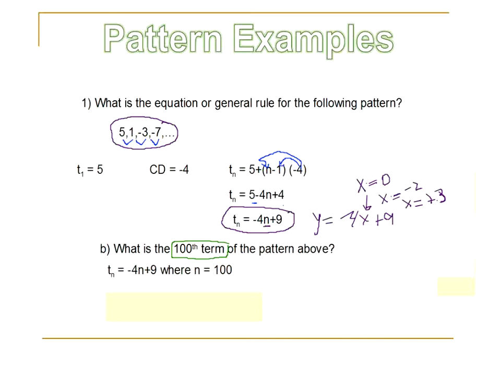So I have the same equation, but n equals 100. Wherever I see an n, I'm going to plug in 100. And so very quickly, instead of going and going 100 times, I can tell you that the 100th number that I write down in this pattern will be the number negative 391. So the term value is negative 391 for the term number of 100.